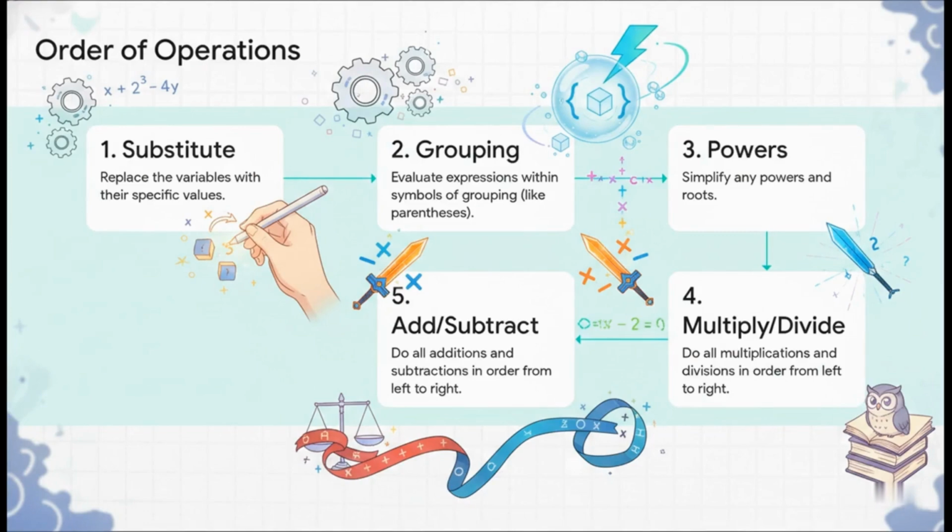First, you substitute your numbers in for the variables. Then you handle anything inside grouping symbols, like parentheses. After that, it's all about powers and roots. Then you multiply and divide, working from left to right. And last but not least, you add and subtract, again from left to right. This order, it's everything. It's the only way to guarantee you get the right answer.